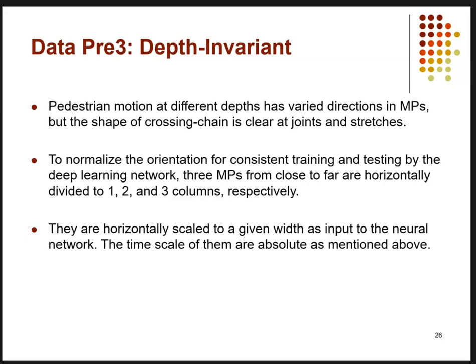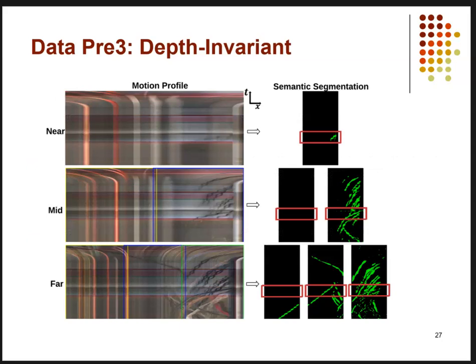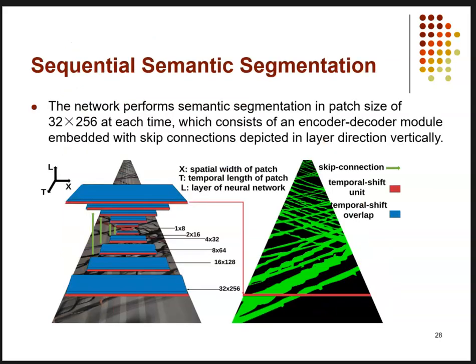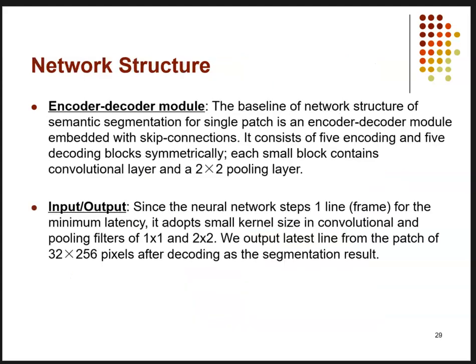To make our model depth invariant, we horizontally divide the far, mid, and near motion profiles into 3 columns respectively, and then resize them horizontally into the same width, so that our training model can be depth invariant. Then we apply one encoder-decoder module with skip connections, an architecture of deep neural networks, to perform sequential segmentation. It has 5 encoding layers and 5 decoding layers.